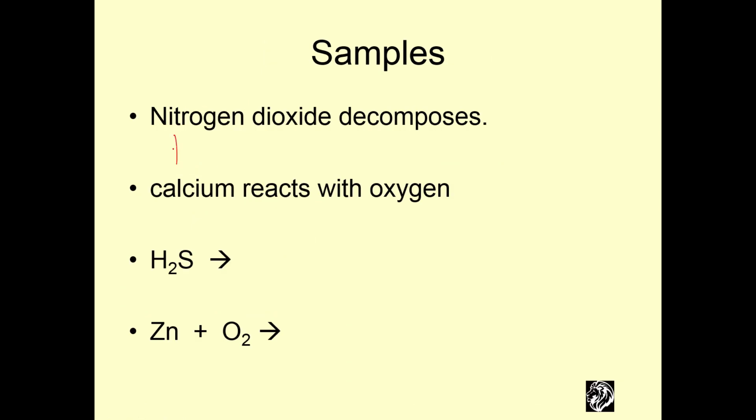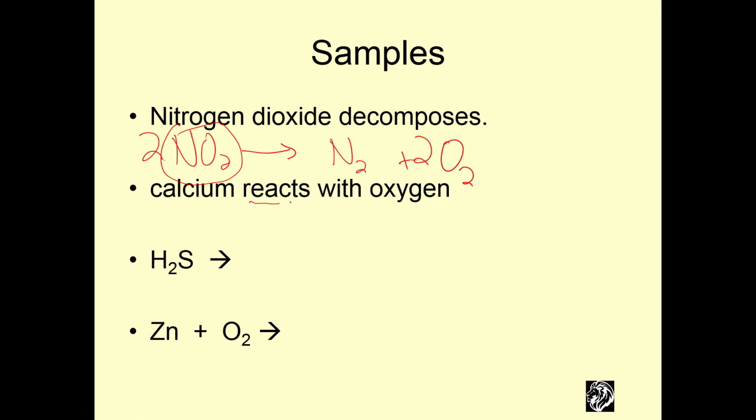Sample: nitrogen dioxide decomposes, NO2. If it decomposes, it's one compound, turn it into its elements: N plus O. Is N diatomic? Yeah. Is O diatomic? Yeah. And then you can balance it if it makes you happy. It makes me happy. Me too.